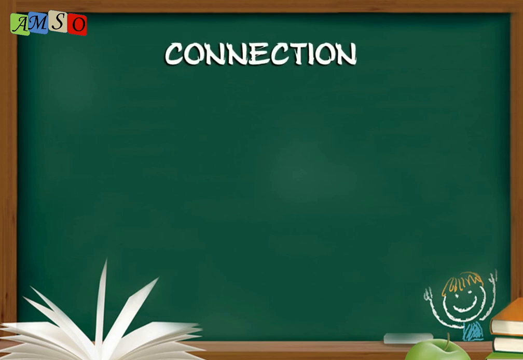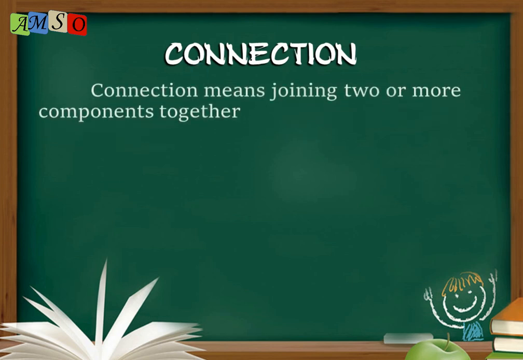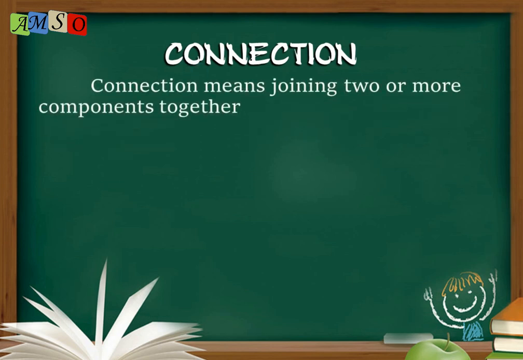Connection. What is the meaning of connection? Connection means attaching, joining, assembling different electronic or electric components together. It means connecting, joining, assembling, merging two or more components together.